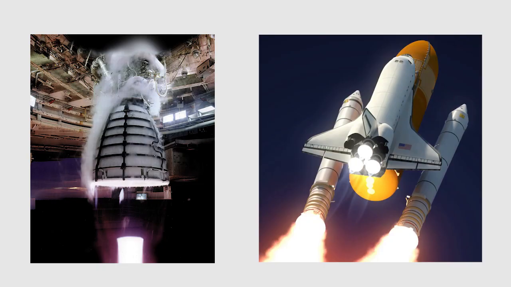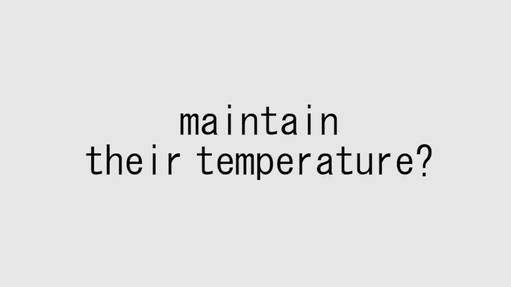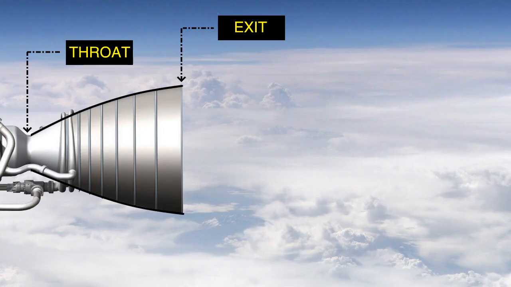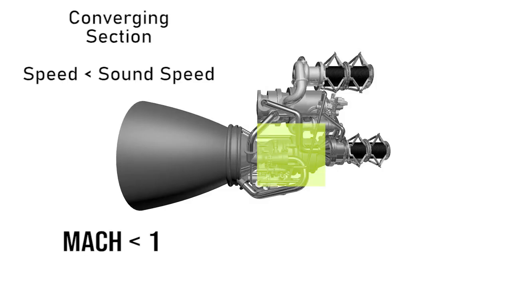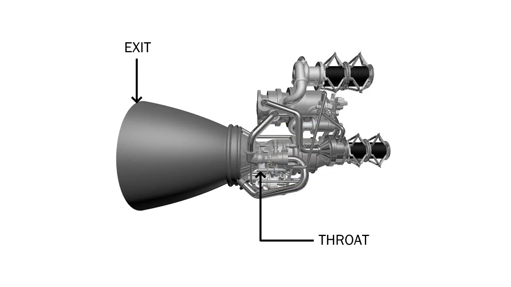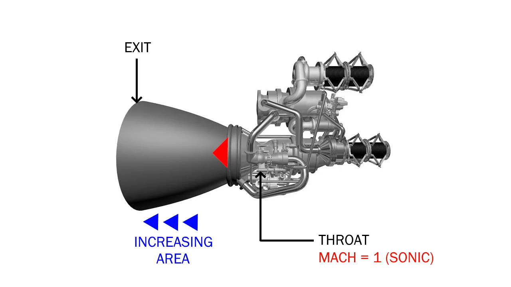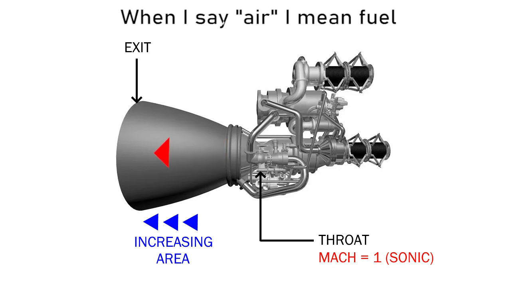Have you ever wondered how rocket engines maintain their temperature? Before we talk about that, let's quickly recap some concepts from compressible flow and rocket propulsion. In the converging section of the combustion chamber, the air is subsonic, and it speeds up to Mach 1 in the middle. Then the air is accelerated to a supersonic speed.